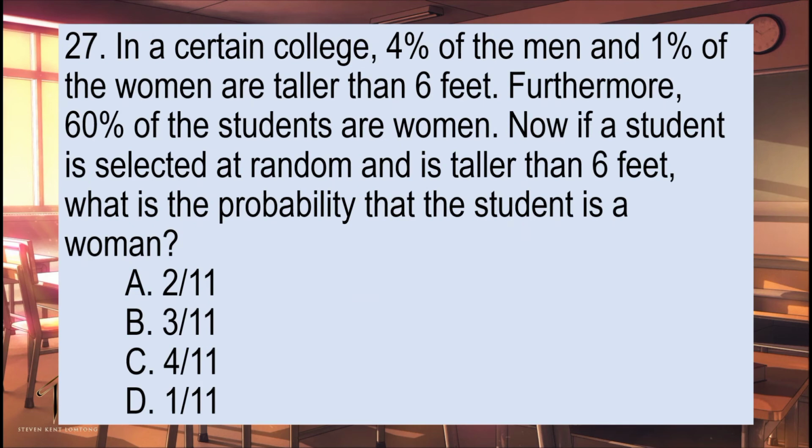Okay, so question number 27. In a certain college, 4% of the men and 1% of the women are taller than 6 feet. Furthermore, 60% of the students are women. Now, if a student is selected at random and is taller than 6 feet, what is the probability that the student is a woman? So, okay, so let's solve for the probability.